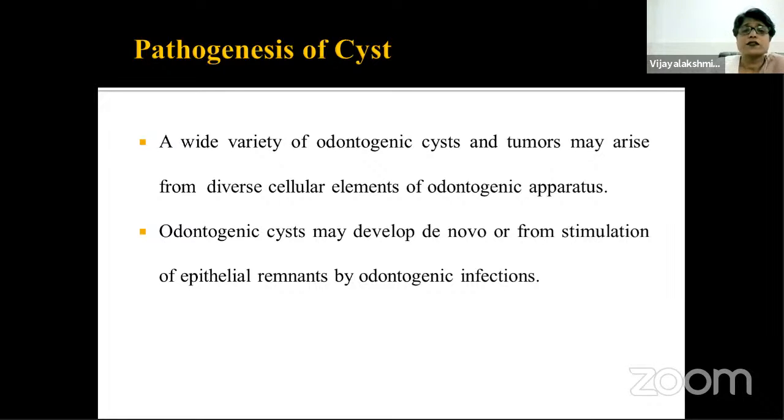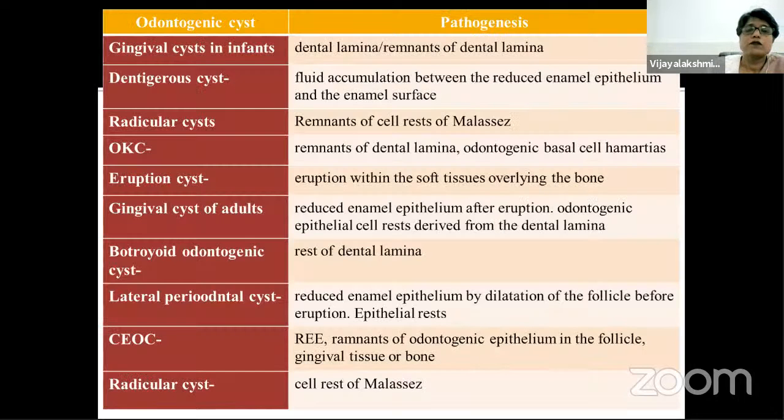Coming to pathogenesis of cyst, a wide variety of odontogenic cysts and tumors may arise from diverse cellular elements of the odontogenic apparatus. The cyst may develop de novo or from stimulation of epithelial remnants of odontogenic infections. Anyway, I'll not be going into detail about the pathogenesis of cyst. I'll just put a few of the related pathogenesis which can occur.